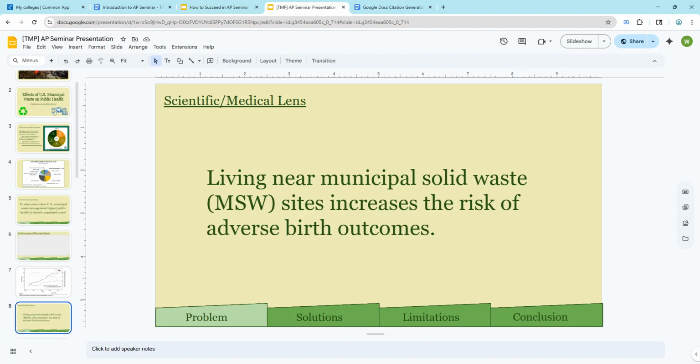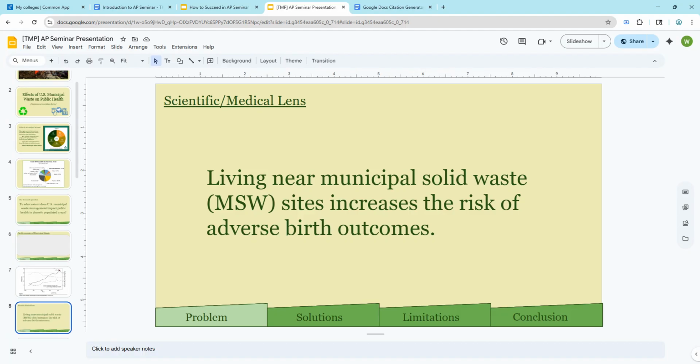Then we went into the scientific and medical lens. Have a look at that heading once again. Very clear about what lens we're looking at. And then you see the claim or the perspective through that lens. Living near municipal solid waste sites increases the risk of adverse birth outcomes. So this was my part.